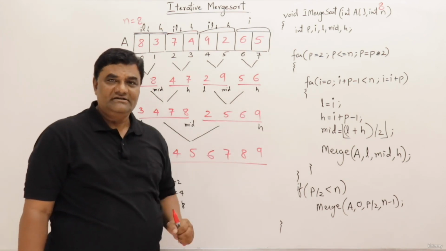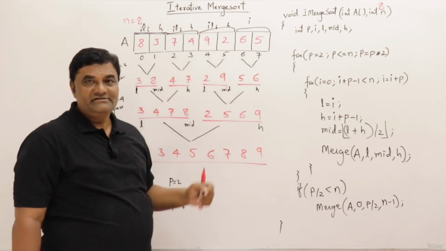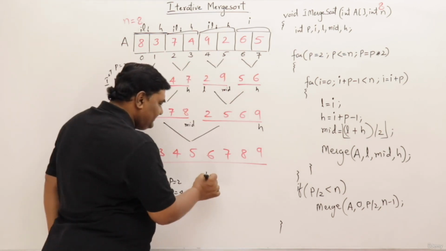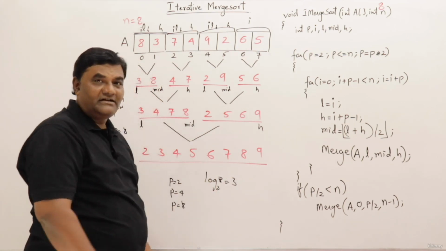Then one last thing in this function. I have taken exactly 8 elements. So log 8 base 2 is 3. So I get the exact answer.